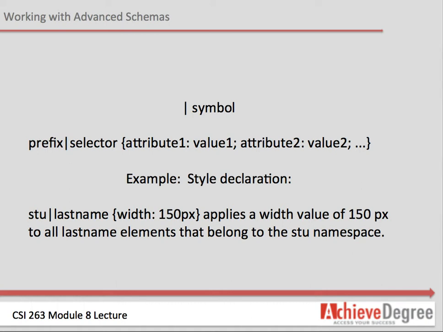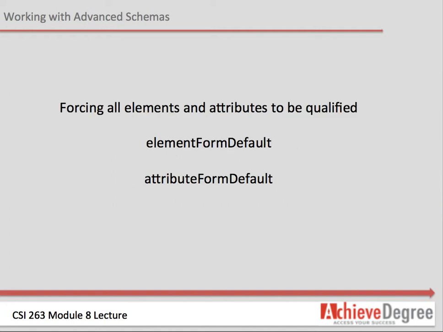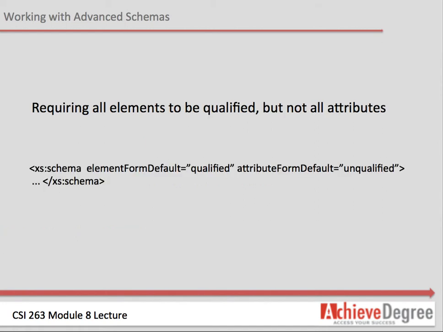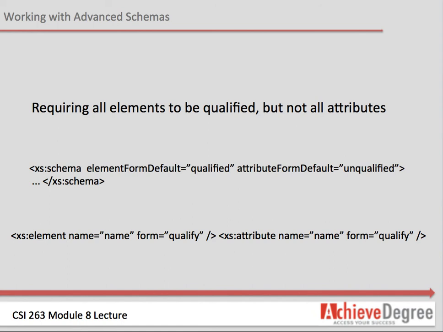You can force all elements and attributes to be qualified by adding this element and attributes to the root schema element in the schema file, where qualify is either qualified or unqualified. To require all elements to be qualified but not all attributes, you enter this code into the schema element. To set the qualification for individual elements or attributes, apply this form attribute to the definitions in the schema, where qualify is either qualified or unqualified.